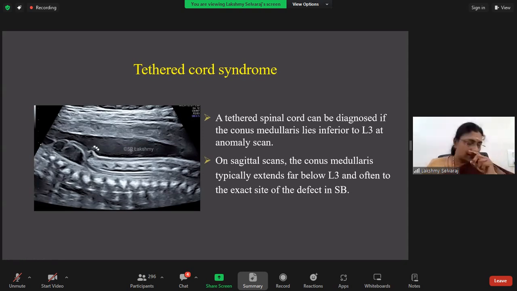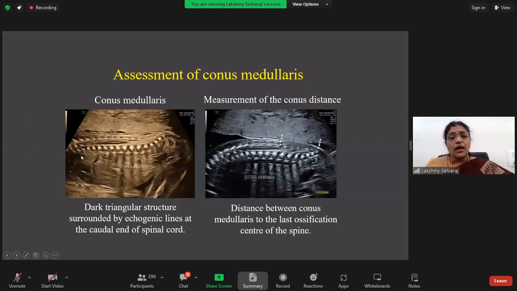And if you have a lesion, a subcutaneous mass, then you have to track whether the conus, the cord, is actually extending to the site of the lesion. That exercise we will do in the forthcoming slides. So this is open spina bifida, and it is very easy to see the cord exactly getting attached to the site of the lesion.